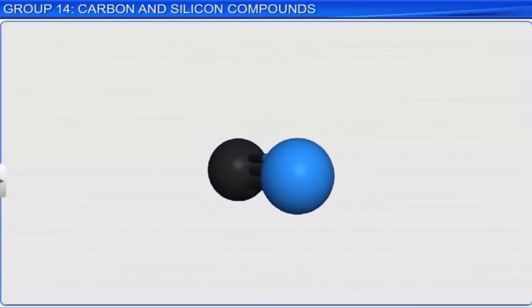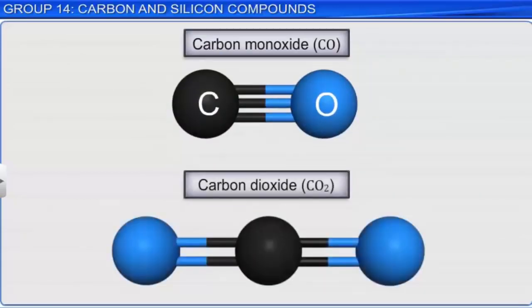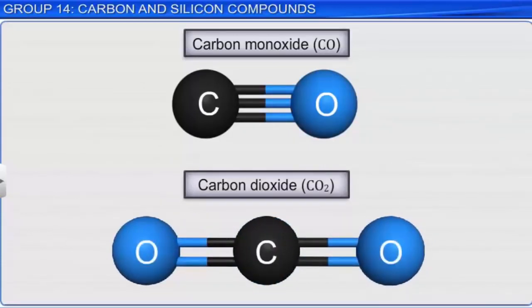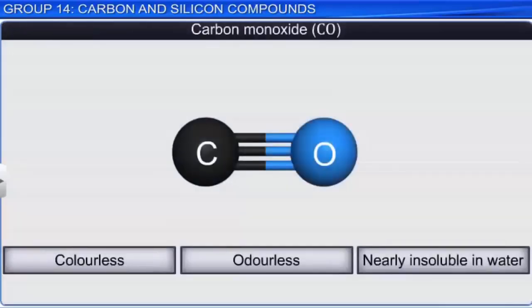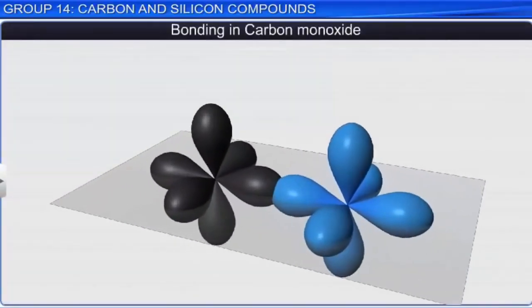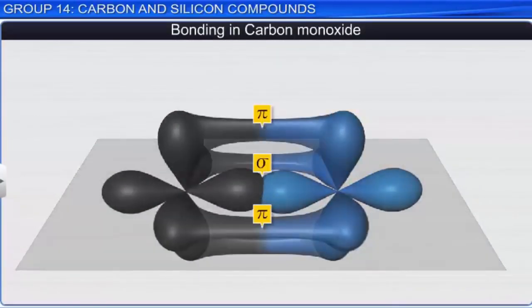We'll start with the oxides of carbon. Carbon monoxide with the chemical formula CO, and carbon dioxide, CO2. Carbon monoxide is a colorless, odorless gas that is nearly insoluble in water. The carbon monoxide molecule contains 1 sigma bond and 2 pi bonds, as shown in the illustration.